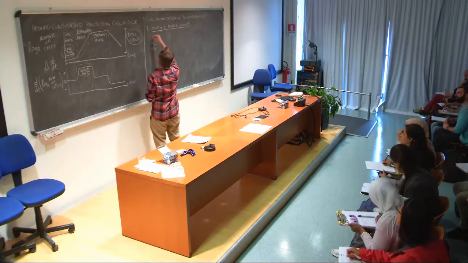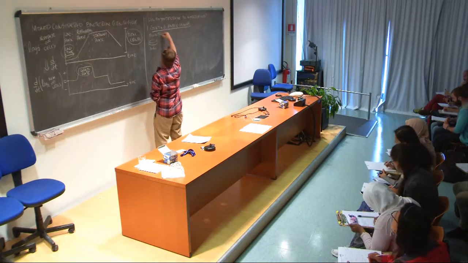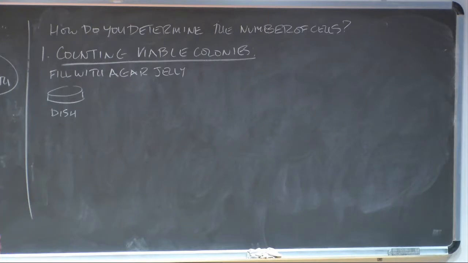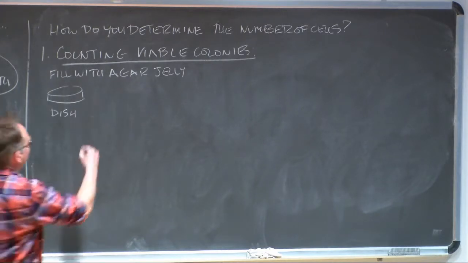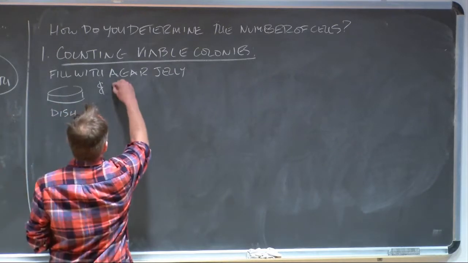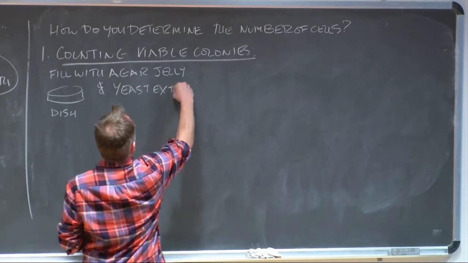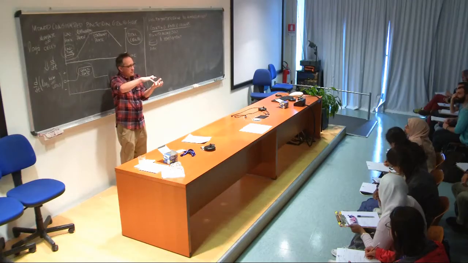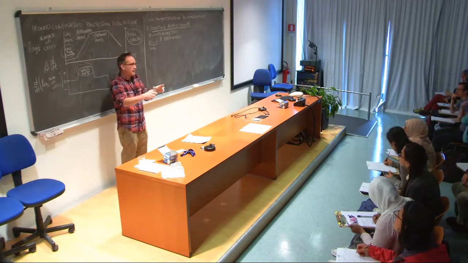But here, what we do now is we make an agar or a jello broth. So you fill it with agar jelly, which is like a gel, and some nutrients. And usually what's done is you use what's called yeast extract. The reason you use yeast extract is because if you grind up yeast, it has all the nutrients that bacteria enjoy eating. And it's incredibly cheap. So to make these dishes is not very expensive. And so now what you have is a solid dish. So if you like, you can think of it as a sliced potato or a piece of bread.